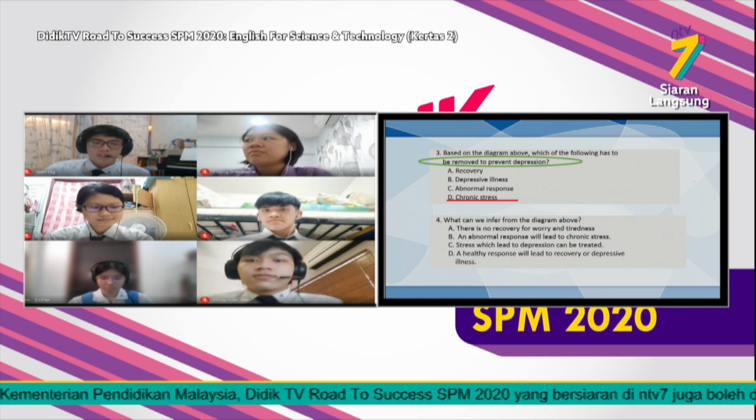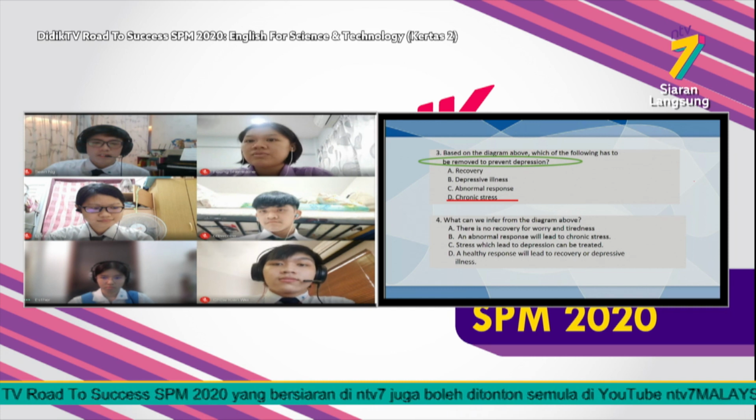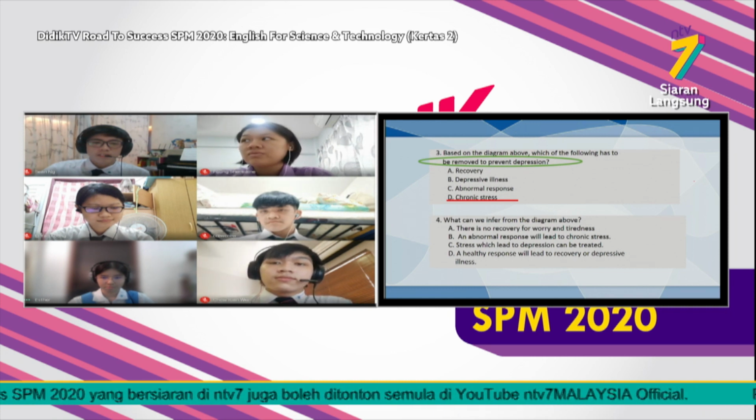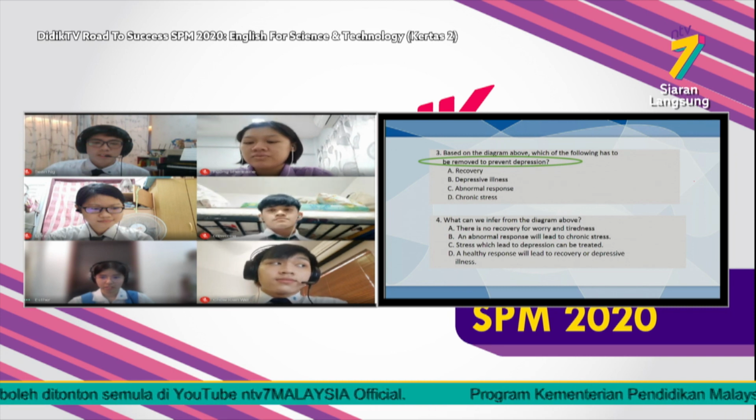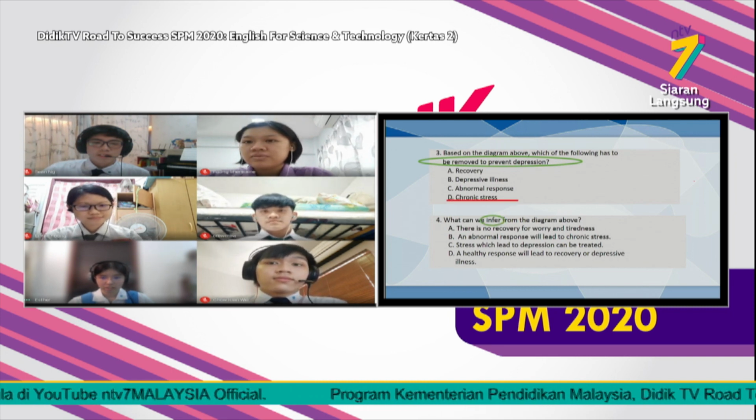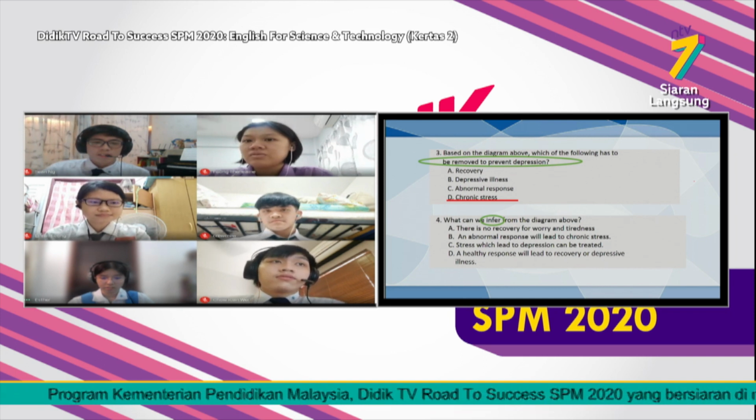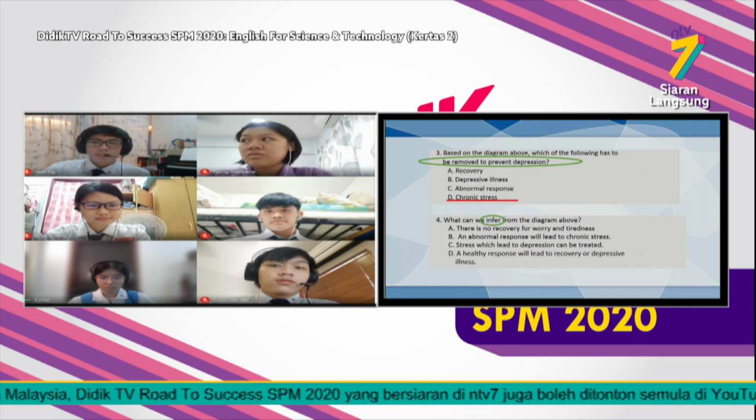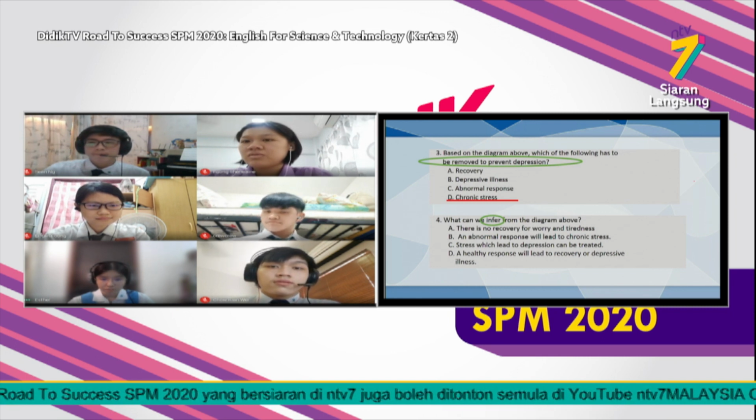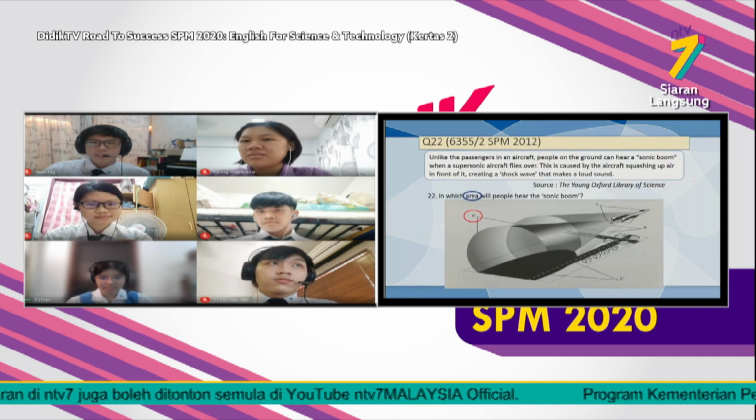What is the keyword first for number 4? What can we infer from the diagram above? What is the keyword? Infer. Very good. So, what is the best answer for number 4? You want to look at the diagram, the mind map again?